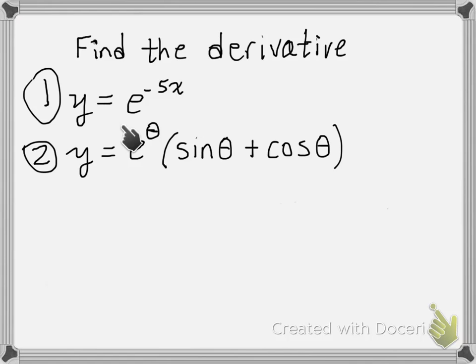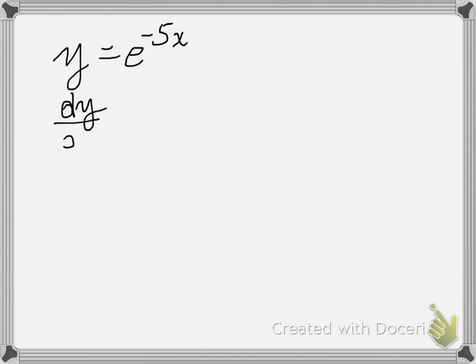So number one says y is equal to e to the negative 5x. All right. Now the derivative of that, we have y is equal to e to the negative 5x. Now we got to remember that the derivative is just the same thing, e to the negative 5x, and then times the derivative of our u. Now what's our u? Our u is this negative 5x. So the derivative of negative 5x would just be a negative 5, right? So times a negative 5.